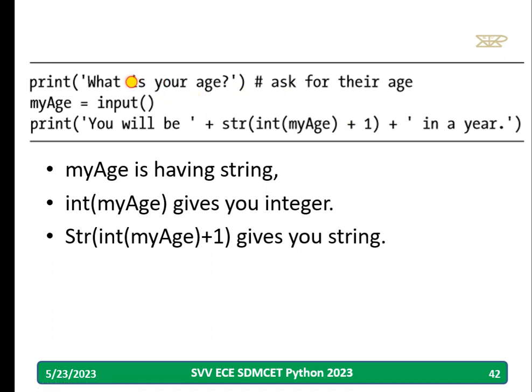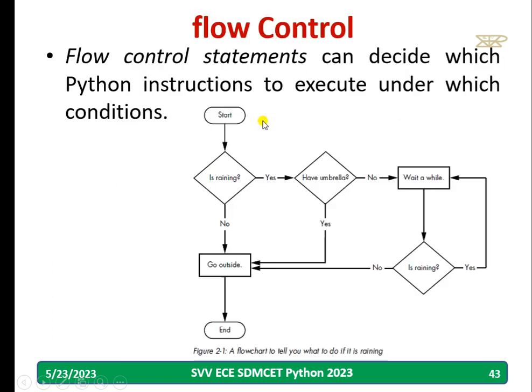The part of a program, what is your age? This is a comment, I am writing input. And age next year will be plus 1. See, understand this. Pause the video and understand this. Int of my age. My age I am reading here, it is a string, and the string is converted into an integer, and plus 1 totally will become an integer. Again I am converting into a string. Pause the video, please try to go through these 3 lines so that you can understand what is the use of this, what it does.